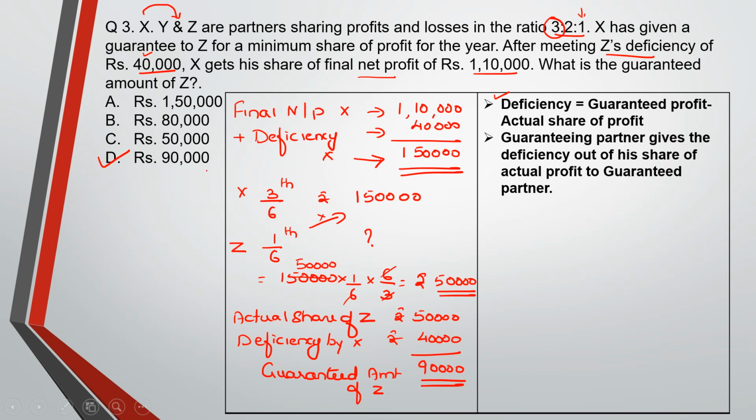So hope this guaranteed profit topic is clear. Here we learned about what is deficiency. The difference between the guaranteed profit and the actual share of profit is the deficiency. Who gives the guarantee? The guaranteeing partner gives to the guaranteed partner. From his share of profit, he will give away the deficiency to the guaranteed partner. And this is how we find out the amount of guaranteed profit of Z. So hope this is clear.